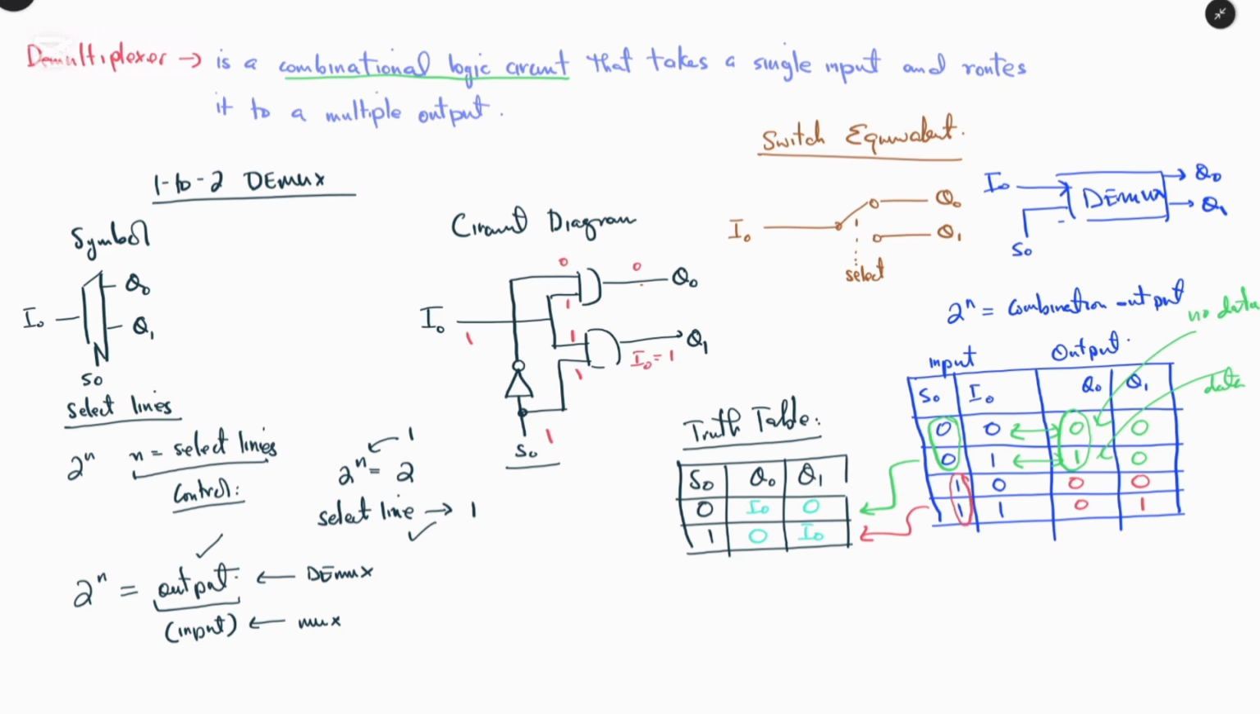That means in this case, select line is 1, it will select Q1 as an output. That means this region will be the output, and this by default won't allow any input data because it is disabled by the select line. And this represents having no data at the input, and this represents data available at the input that can be passed through the output. So that is the simplified version.